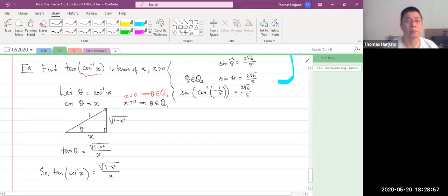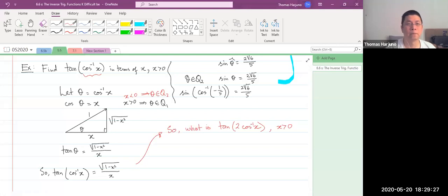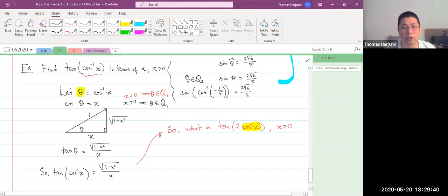Now let me have fun a little bit here. I will just continue. So suppose from here, what is tangent of 2 cosine inverse of x in terms of x when x is positive? Now, notice that we have called this our theta, right? That's our theta. Okay, so answering this question is the same as answering what is tangent of 2 theta, right? Now, tangent of 2 theta, I just continue, that will be 2 tangent theta over 1 minus tangent squared theta.